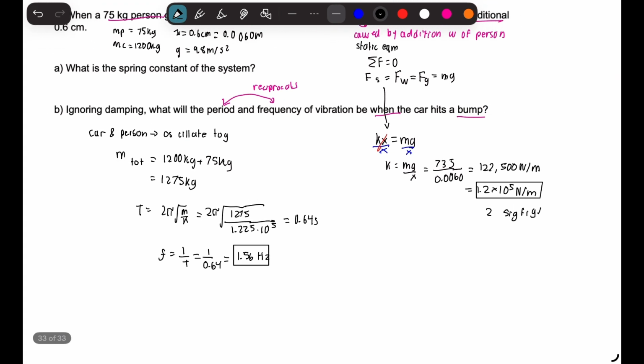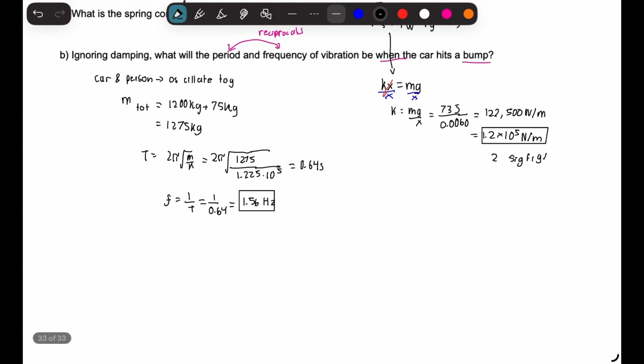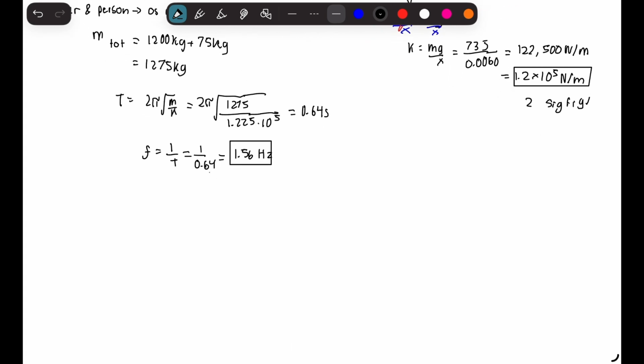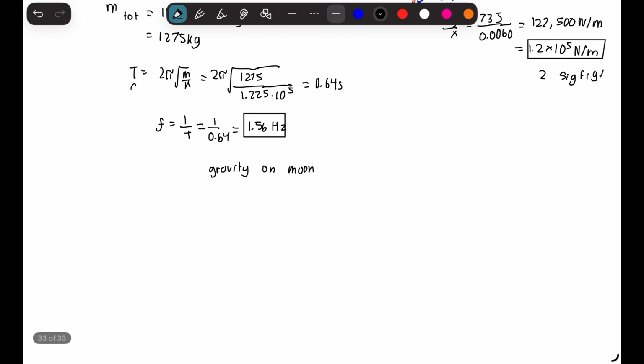Let's also consider whether gravity will affect this. So I want to ask, if you have gravity and this was on the moon, would your oscillation frequency be different? Well, no. Whenever you're asked one of these questions, you just look at the equation and see whether it contains the thing you're concerned with. So omega is equal to the square root of k over m. There's no g, so it doesn't affect it.